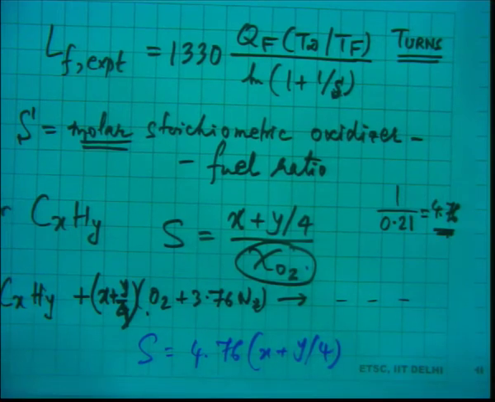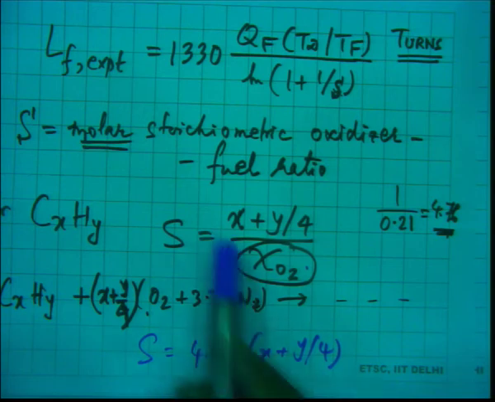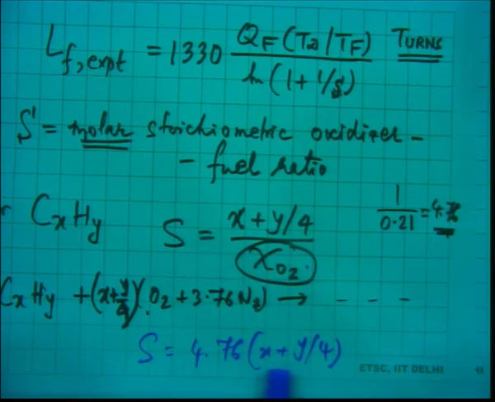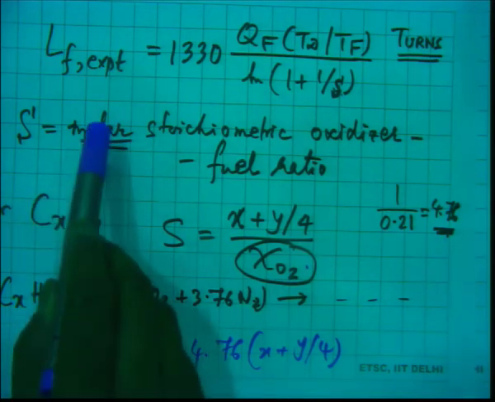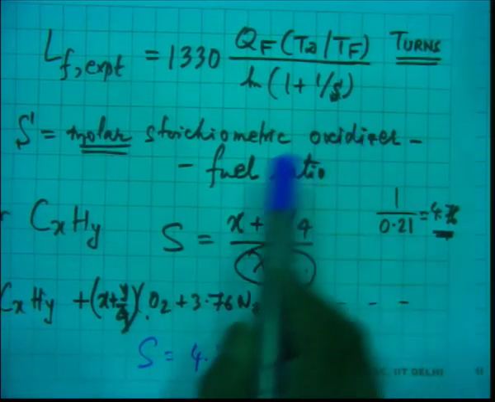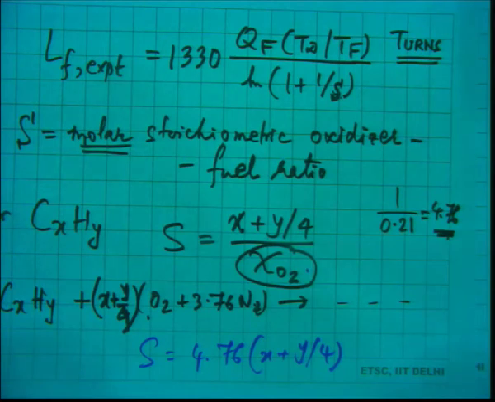So, I am talking about the usual situation. The usual situation is air with 21% oxygen. So, in that case chi O2 is 0.21 and this S will turn out to be 4.76 times x plus y by 4. Okay. So, is that reasonable? What is S? S is supposed to be the molar stoichiometric oxidizer to fuel ratio. So, is this the molar stoichiometric oxidizer to fuel ratio?